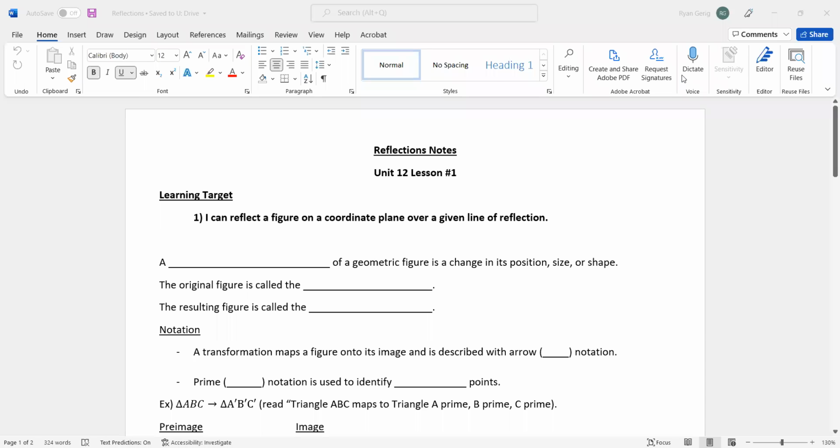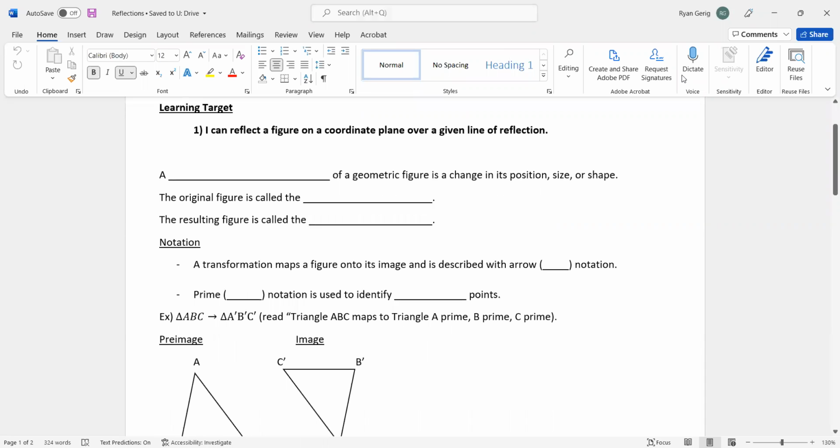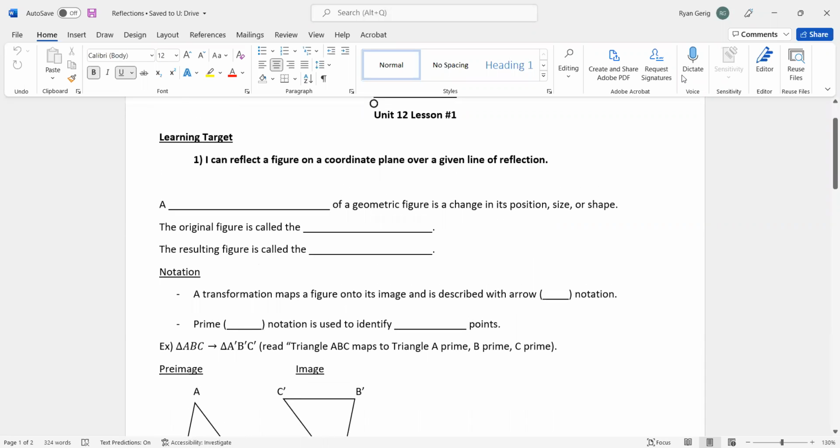Hello, everybody. Welcome to the last unit in geometry, unit 12. It's actually a pretty quick unit. It's not too difficult either. The first page here is actually going to be an overview of the whole unit, and then the back is going to be the focus on lesson 1.